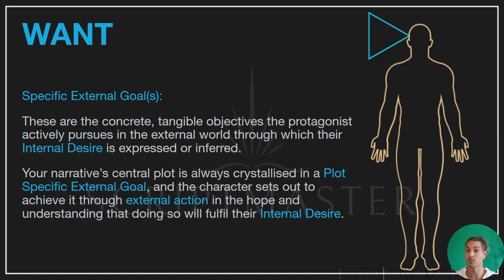And what's going to be thrown their way? Well, it's got to be specific external goals. These are the concrete, tangible objectives your protagonist actively pursues in the external world through which that internal desire is expressed or inferred. Your narrative's central plot has to be crystallized in a single plot-specific external goal that the character sets out to achieve through external action in the hope that achieving it will fulfill their internal desire.